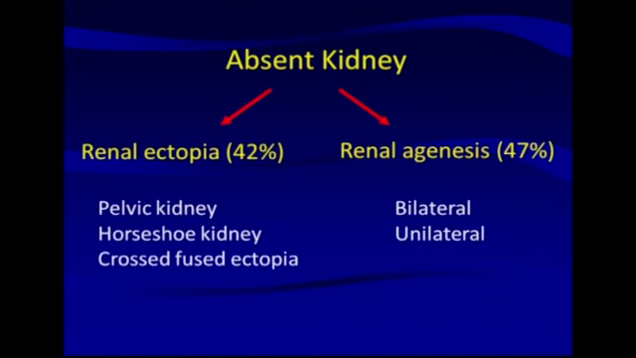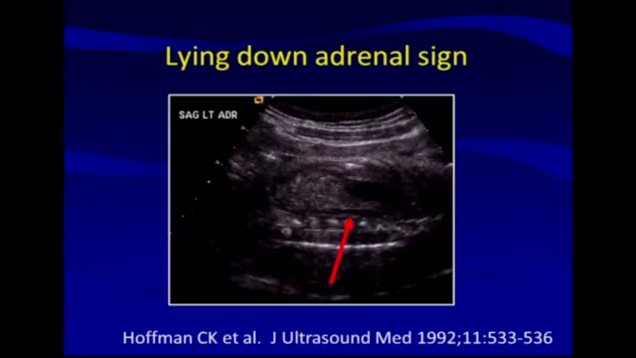Half of the time, however, when we don't see a kidney within the renal fossa, this is because the kidney failed to develop at all, and this can be unilateral or bilateral. Now, sometimes it's hard to tell whether the kidney is present or absent within the renal fossa, and there is a sign, the lying down adrenal sign, which was described way back in 1992, to confirm the absence of a kidney within the renal fossa.